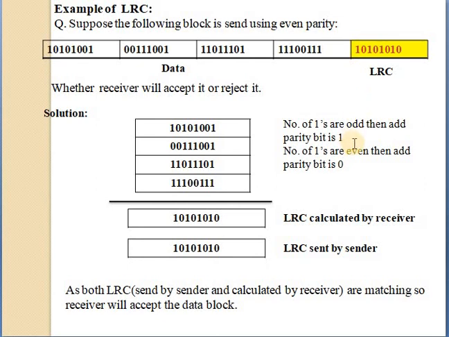We can note down these things: when we calculate the parity bit, if the number of ones is odd, then we add a parity bit of 1. Here in this example, in the second column the number of ones is odd, so we add a 1. If the number of ones is even, then we add a parity bit of 0. Like this we add a parity bit, an extra redundant bit, in that technique. This is all about LRC.